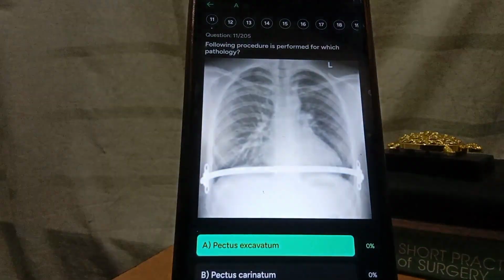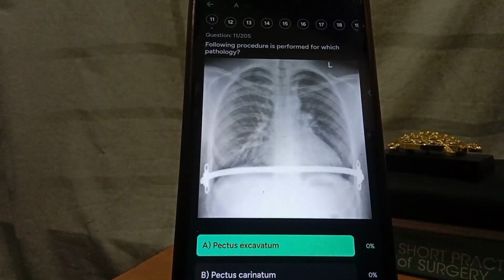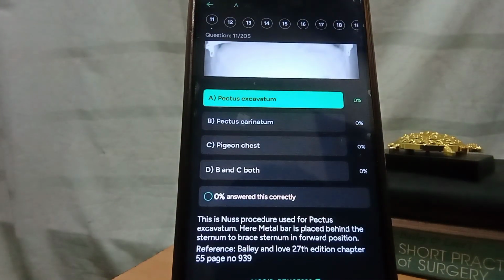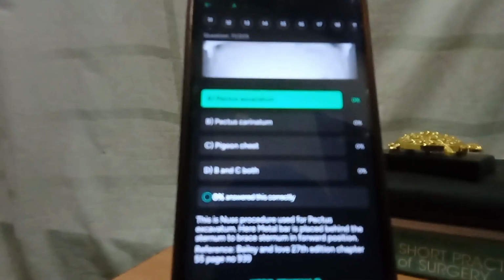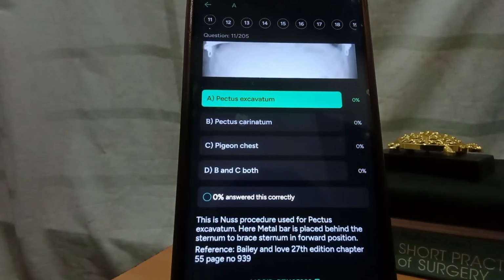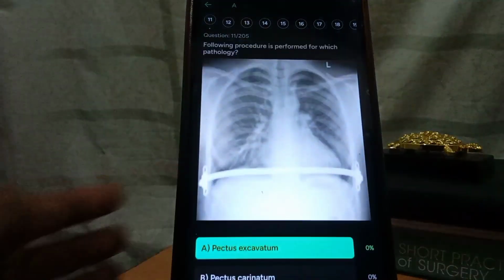So our next question: the following procedure is performed for which pathology? This is the Nuss procedure used for pectus excavatum. Here the metal bar is placed behind the sternum to brace the sternum in a forward position. So it is the Nuss procedure for pectus excavatum.